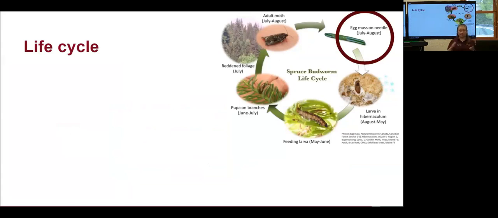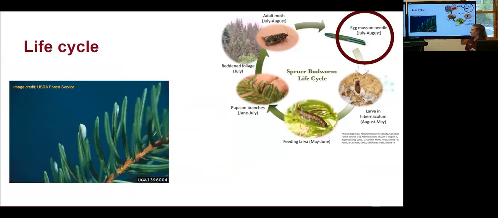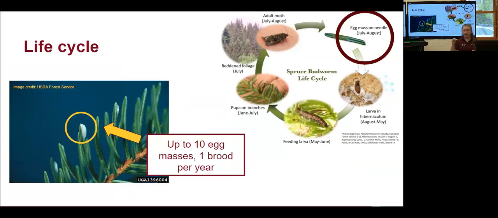So those adult moths are flying, and then they lay their eggs. And they lay their eggs on the ends of needles in what we call egg masses. And these egg masses typically include, on average, about 20 eggs per egg mass, and each spruce budworm moth can lay up to 10 egg masses per year. So on average, this could be 200 eggs total that they're laying. And again, they can spread those across wide distances. So that is a lot of eggs that they're laying across the landscape.